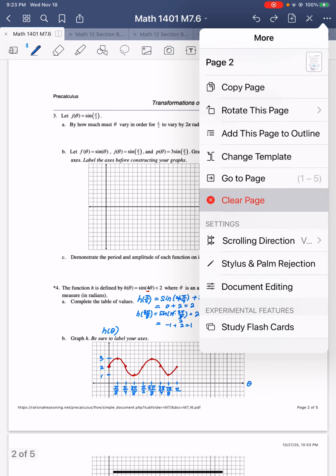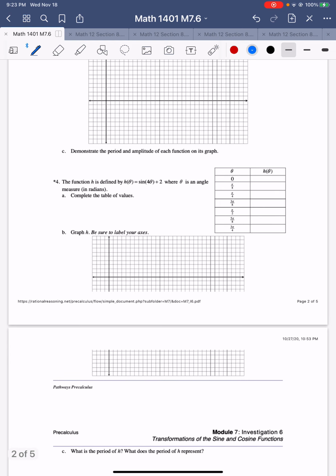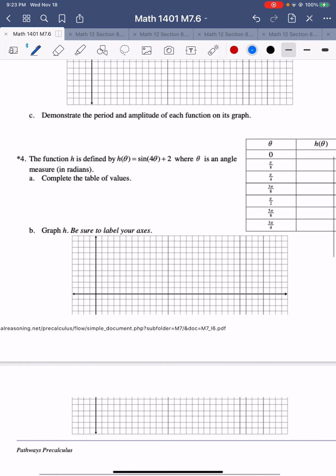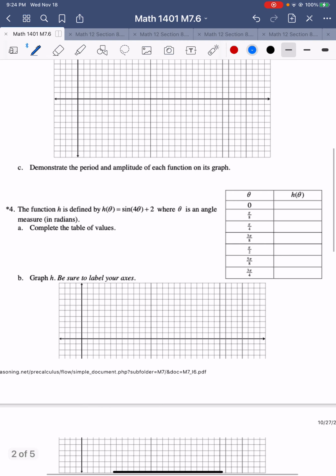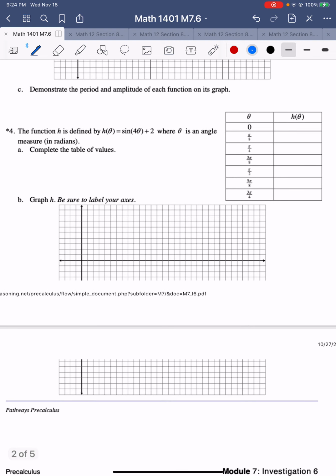Okay, let me clear the pages. Okay, so number 4. The function is defined by h of theta equal to sine 4 theta plus 2, where theta is an angle measure in radians. So complete the table of values first. h of theta is the sine of 4 theta, where you plug in, plus 2.